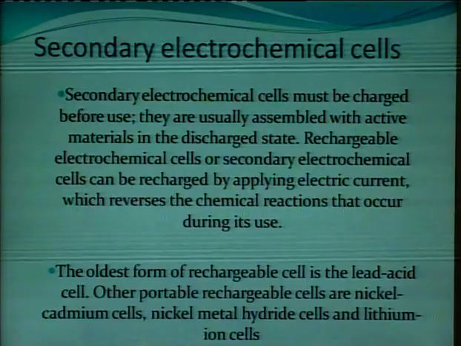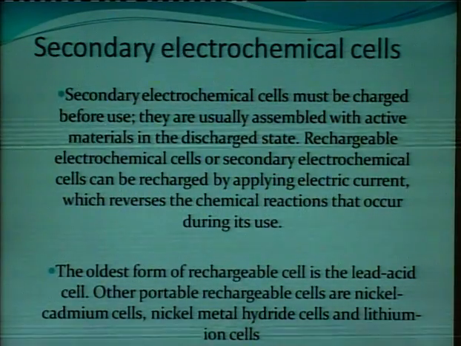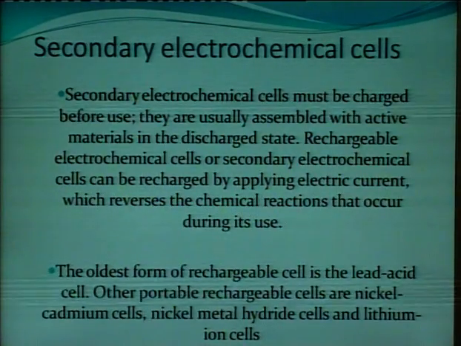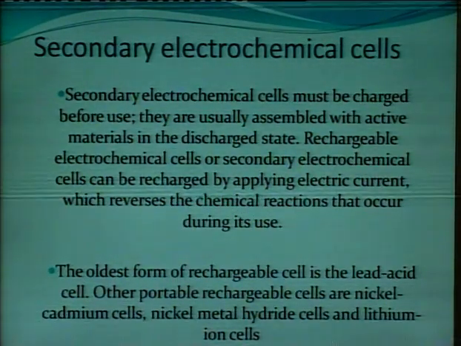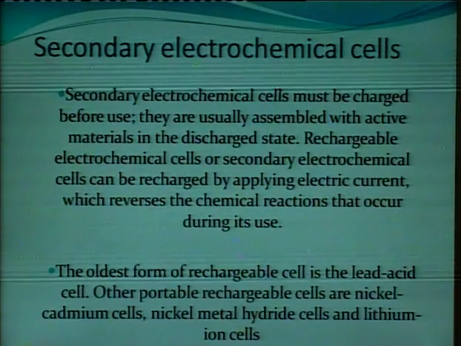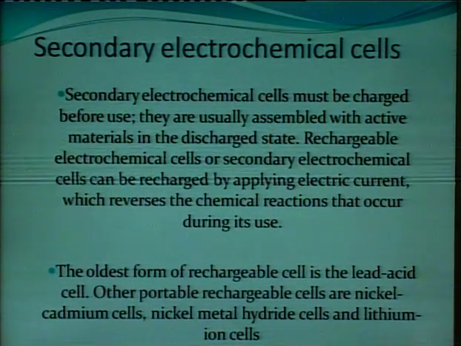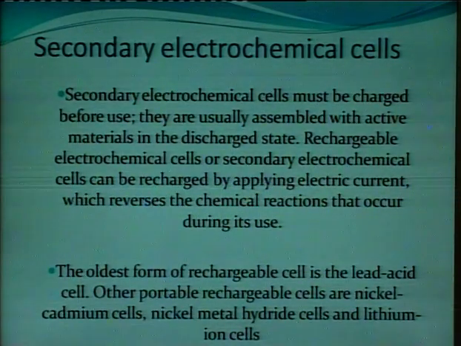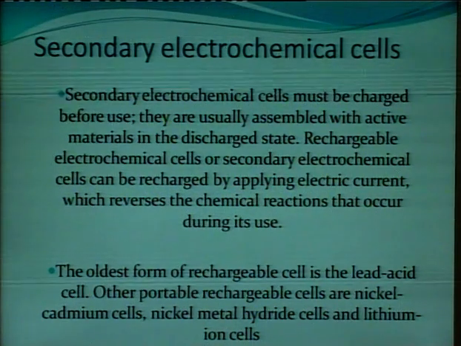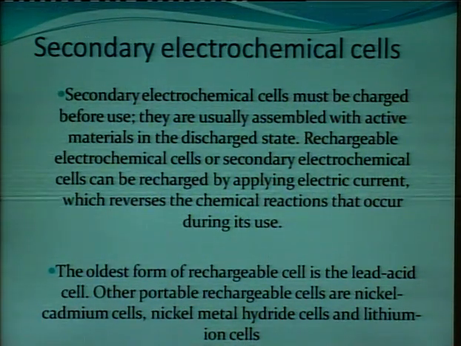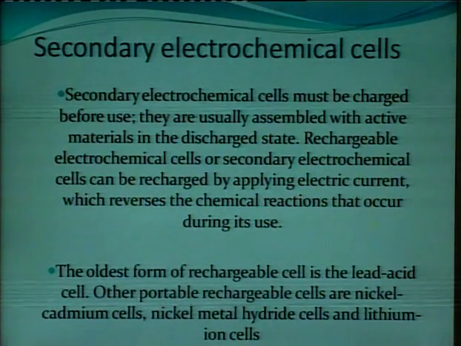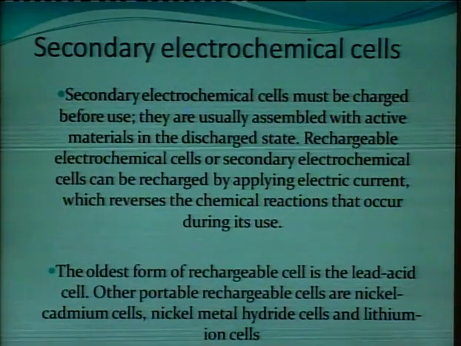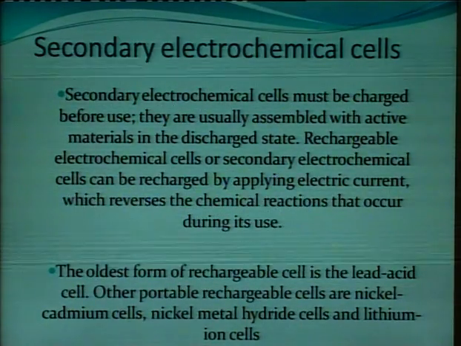Secondary electrochemical cells must be charged before use. They are usually assembled with active materials in the discharged state. Rechargeable electrochemical cells, or secondary electrochemical cells, can be recharged by applying electric current, which reverses the chemical reactions that occur during its use.